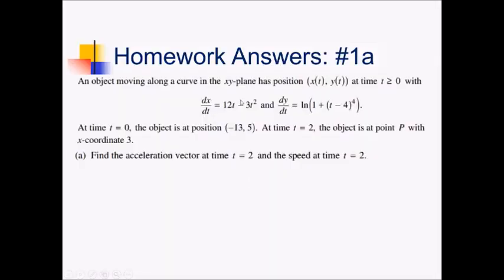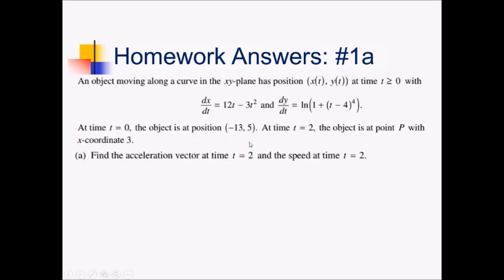For this problem, we have an object going along a curve, and we're given the dx over dt and dy over dt for this thing. And at time 0, we're at the position negative 1, 3.5. They give us another time, sort of, kind of. At time 2, we're at point P, where they only give us the x-coordinate.